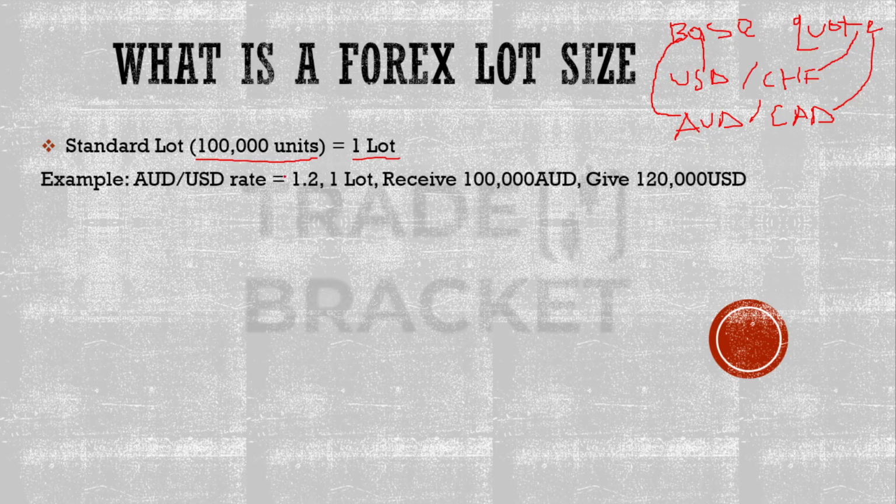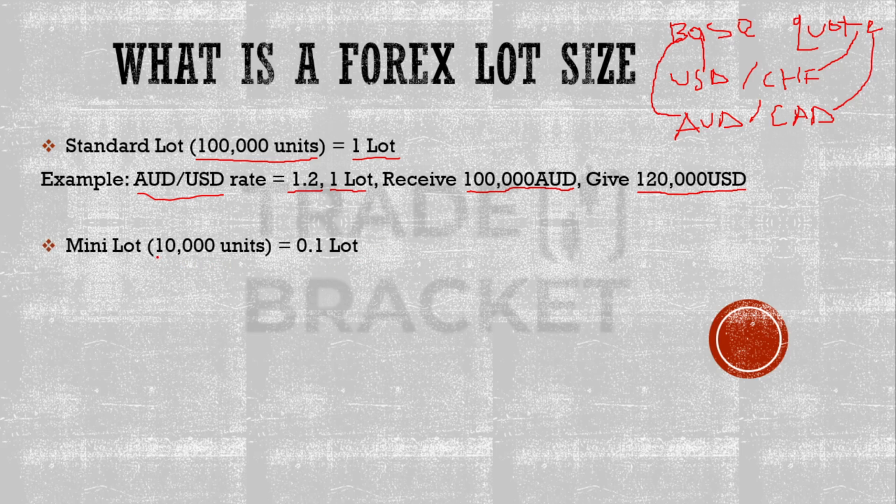So what this means, let's say you're trading the Aussie against the US dollar at a rate of 1.2, and you want to buy one lot, which is the standard lot size. You will receive 100,000 units of the Australian dollar, but in return you will give away 120,000 units of the United States dollar because you're trading it at a rate of 1.2.